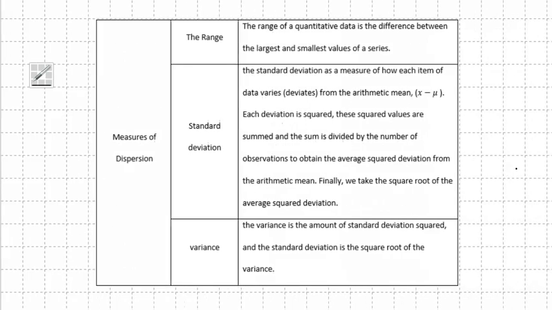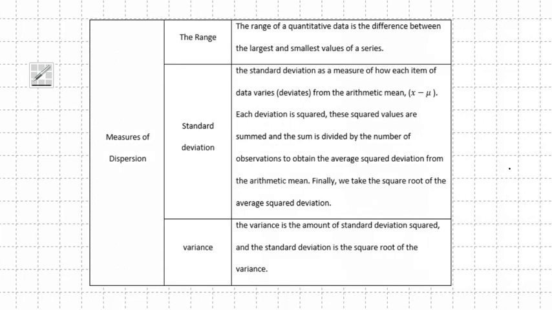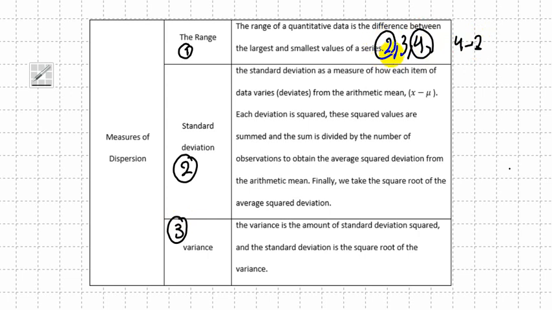Now, regarding the measures of dispersion, we have three measures. The first one is the range, the second one is the standard deviation, and the third one is the variance. The range of quantitative data is the difference between the largest and the smallest values. So, for example, if we have data like this, 2, 3, 4, what is the range for this data? It's 4 minus 2, the greatest value minus the smallest value, which is equal to 2.